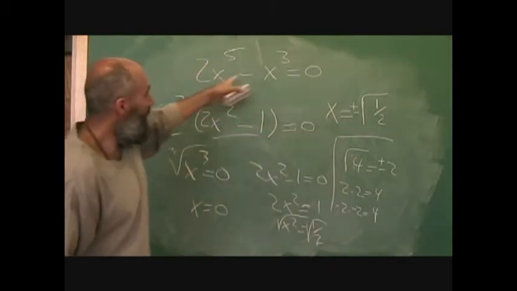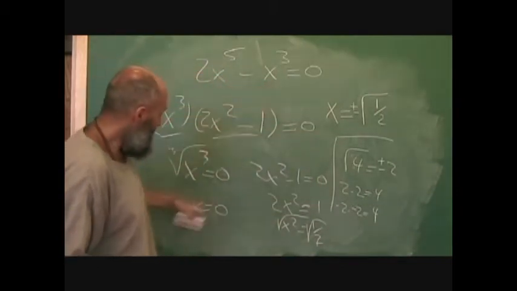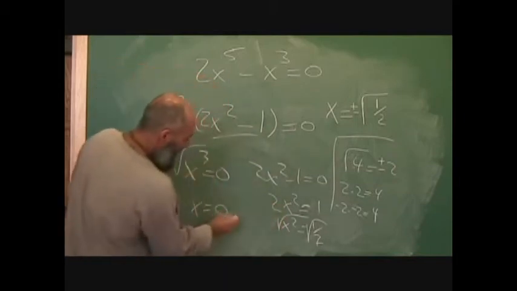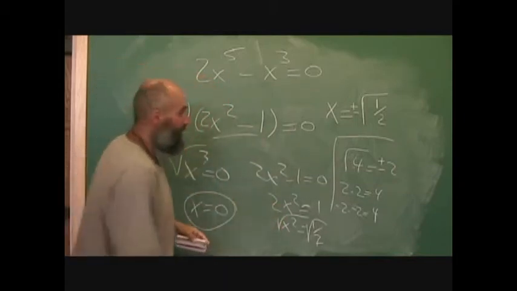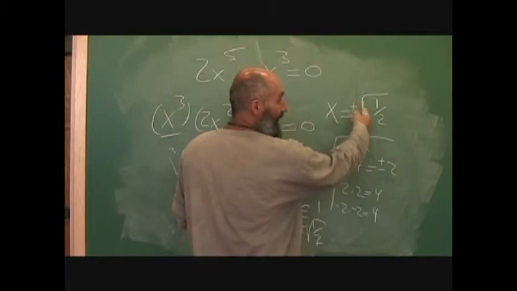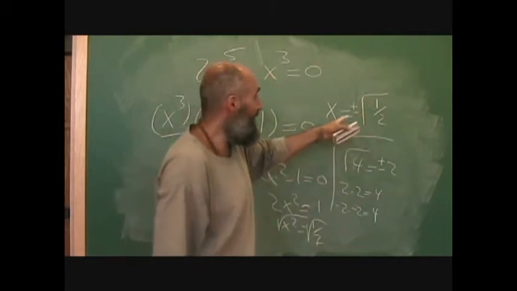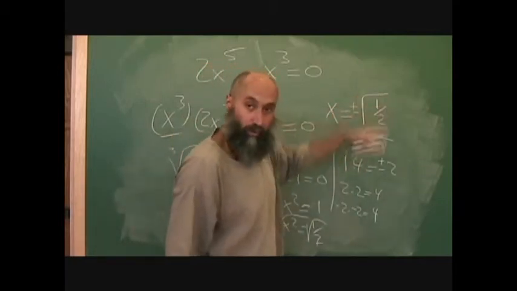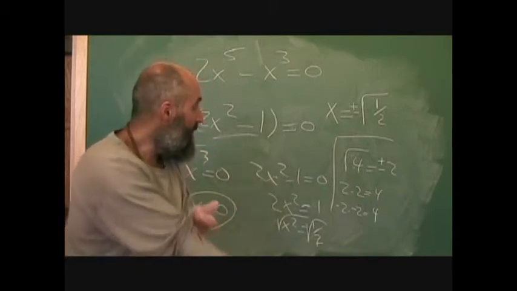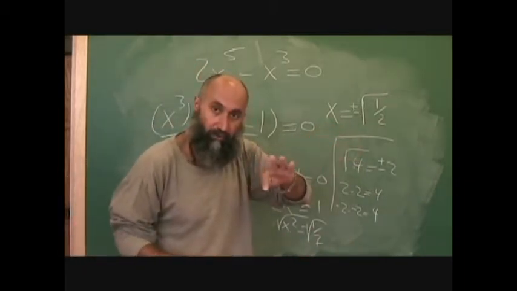So right now, for this question, x is equal to 0, x is equal to positive square root of a half, and x is equal to negative square root of a half. Okay. And those would be our 3 solutions.